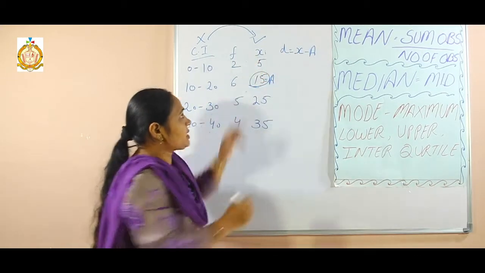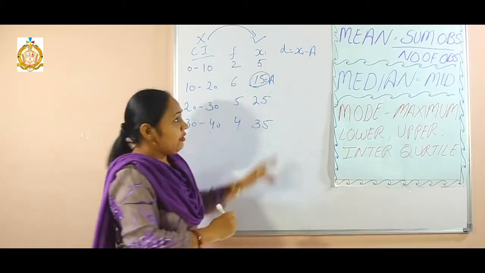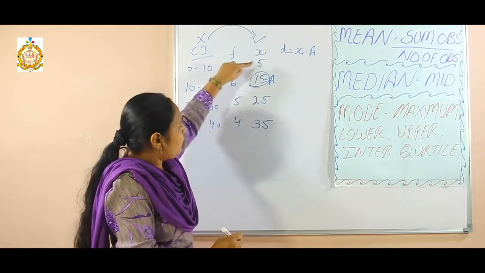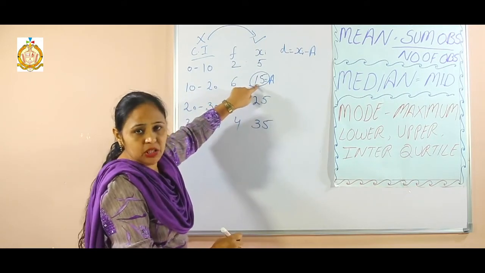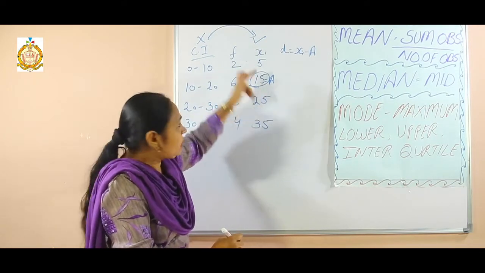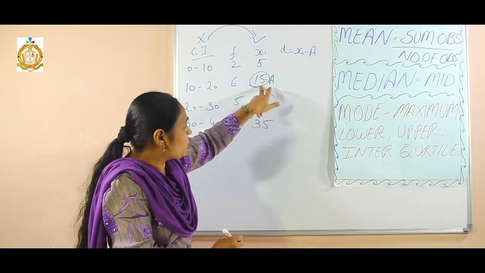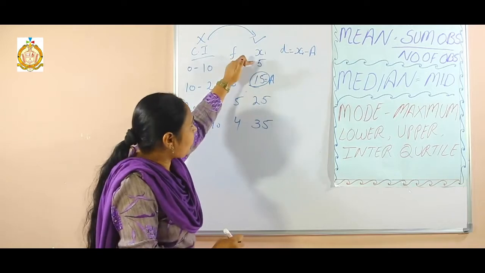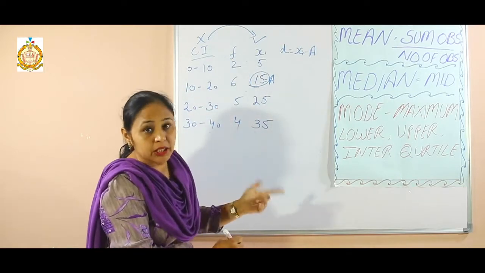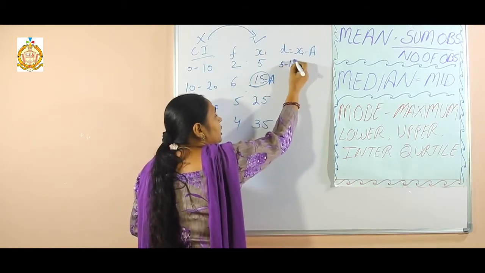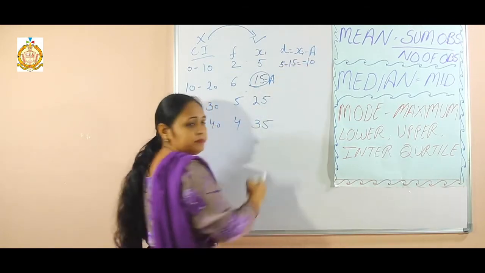Now x, this is the xi. From these numbers I have to subtract this 15. 5 minus 15, because if I take 25, that means 5 minus 25 will be there. But now I assume the number 15, so that's why 5 minus 15, what will be there? 10, but with the negative sign. See, 5 minus 15, it becomes minus 10.